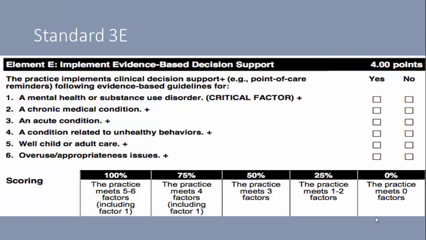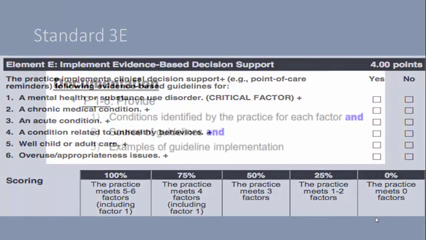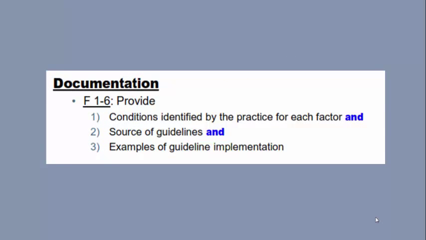And if you do, all you have to do to prove this is show NCQA the condition that you've chosen and the source of your guidelines. So let's say for diabetics it's the American Diabetes Association, or if they're asthmatic, it might be the American Lung Association, or for well-care, it might be Bright Futures from the American Academy of Pediatrics. So you show them the source of the guidelines that you're using, and then you just show examples of how those guidelines are actually implemented into your practice workflows.